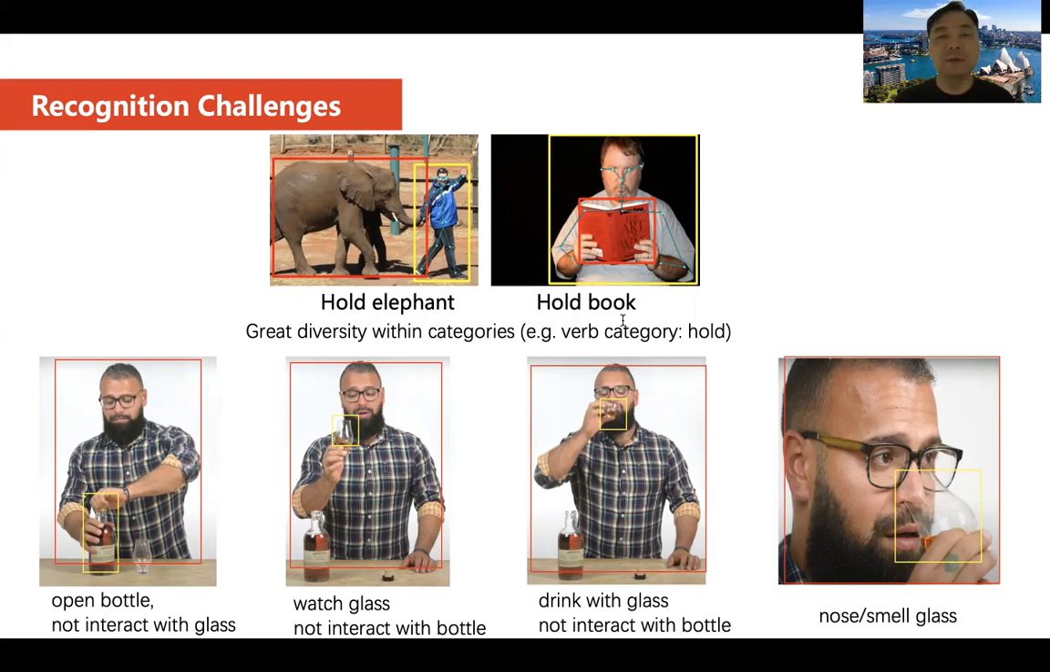On the other hand, some different HOIs might share similar characteristics. For example, nose glass and drink with glass. The difference between the two categories is usually small. The main difference between nose glass and drink with glass is the relative position between the glass and mouth. However, the characteristic is not obvious, and the two categories are very similar. This requires utilizing spatial positional relationship understanding between human and objects.